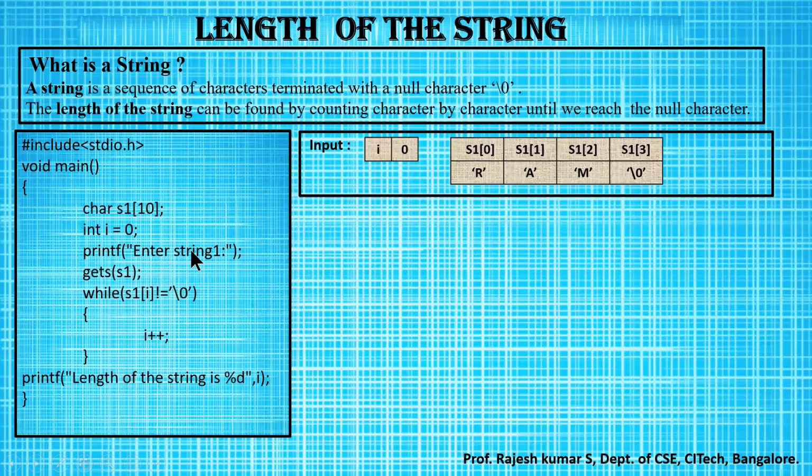As soon as the user sees this question on the monitor screen, he will enter one value. That value should be stored in the string. In order to store the value in the string, I'm using unformatted input, gets. In the unformatted input, I'm passing the array name. Here the array name is S1. Now I'll be storing the value inside S1. For example, here I've taken it as RAM. Now RAM will be stored in S1. After storing RAM, one null character will be added by default. That indicates the end of that particular string.